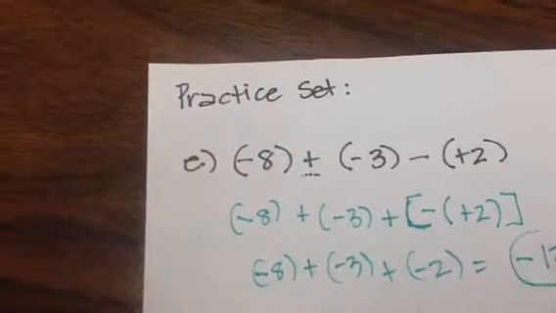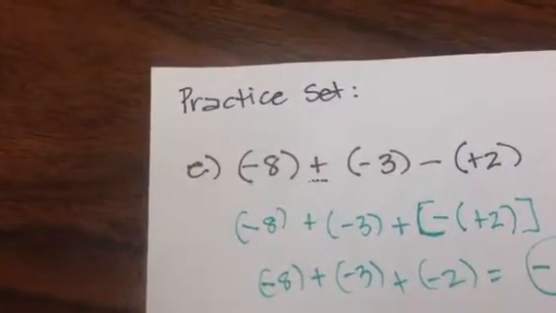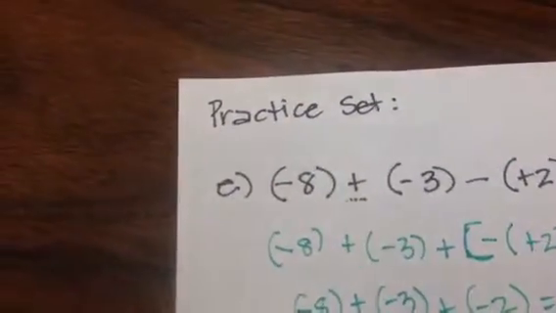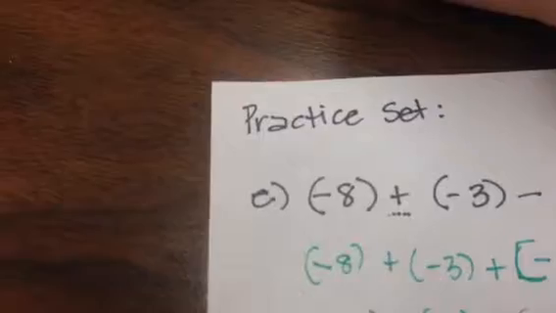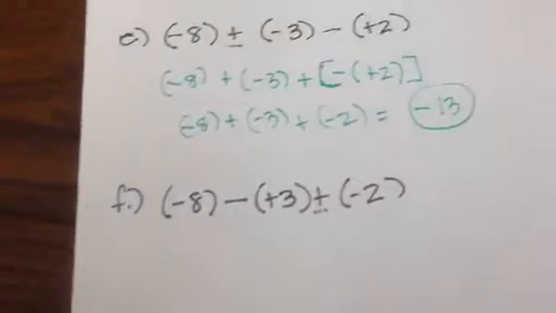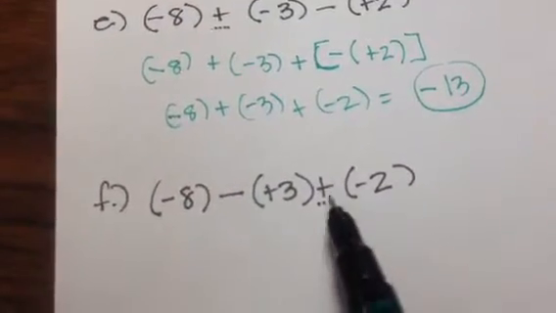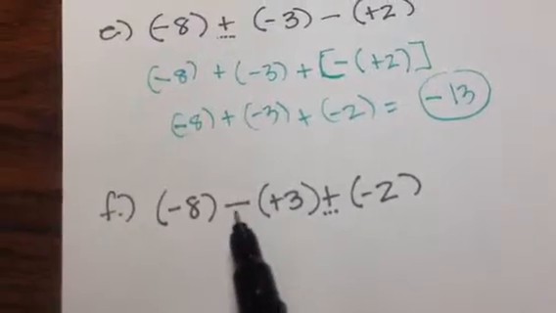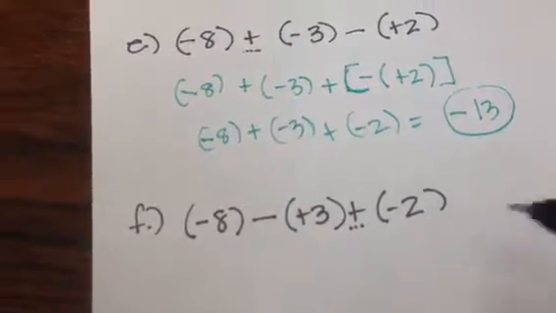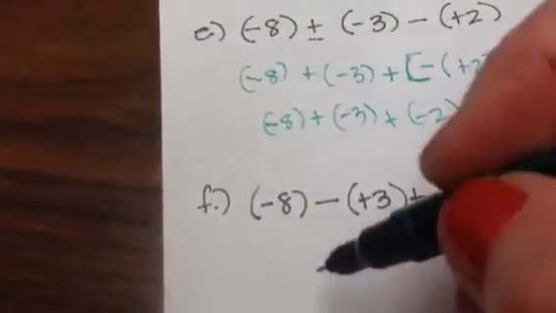Negative 2. So I have negative 8 plus negative 3 plus negative 2, which equals negative what? 13. Okay, negative 13. Not too shabby. All right, next one. This is already a plus sign, so we're going to leave that be, but this one, it's minus. We don't like that.